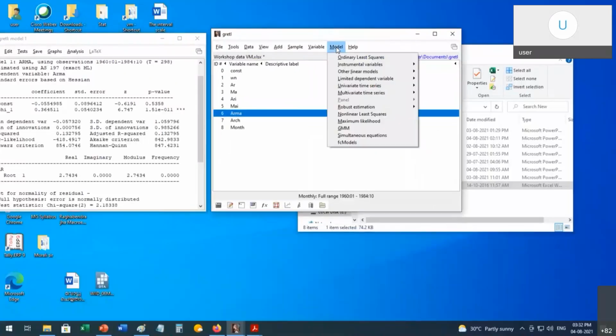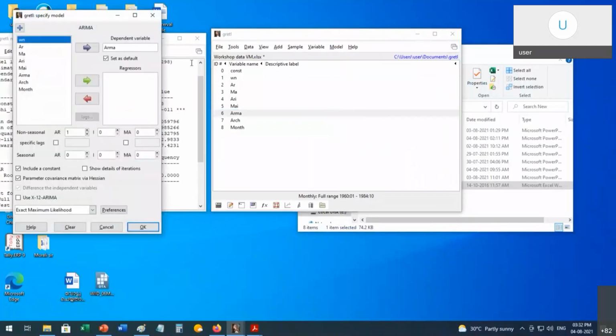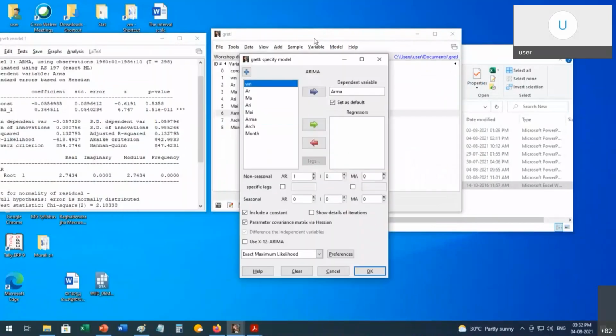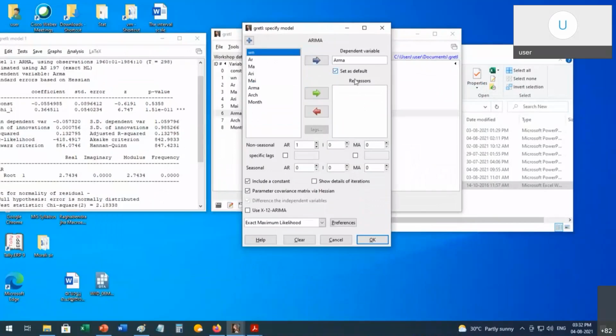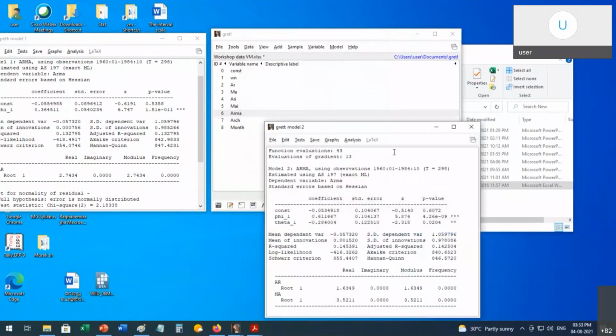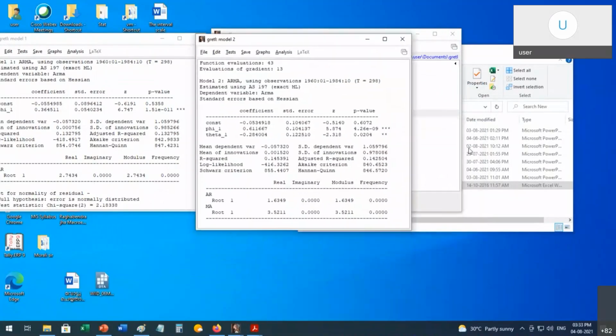Go to the model, then univariate, ARMA. So the same case. Now we are including AR1 and MA1, that is ARMA 1-1. Now click OK. And we find that both the coefficients are significant. Okay, got the idea?